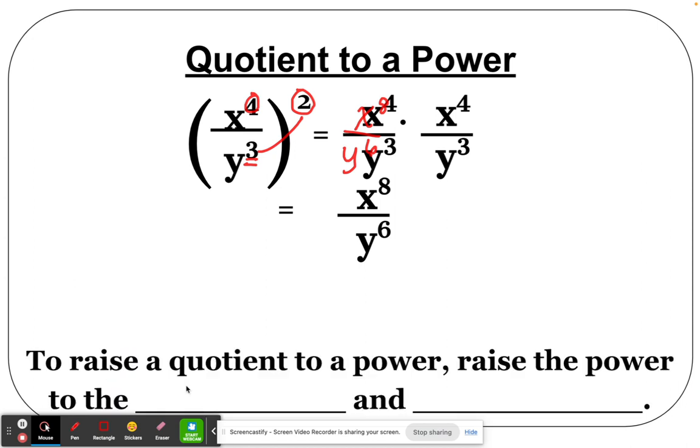So, to raise a quotient to a power, you have to raise the power to both the numerator and the denominator. So 4 times 2 is 8. 3 times 2 is 6.